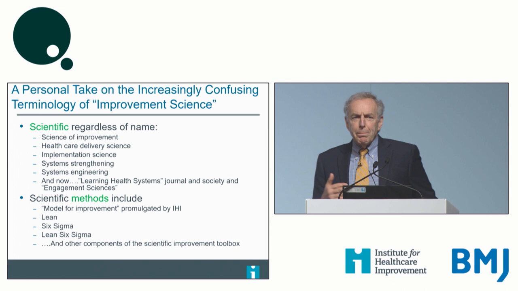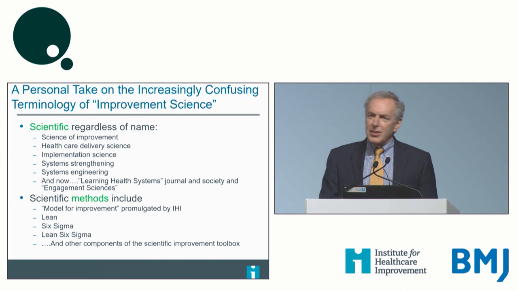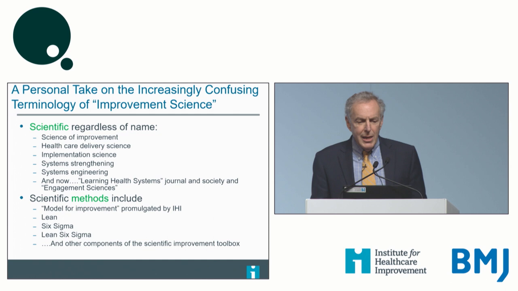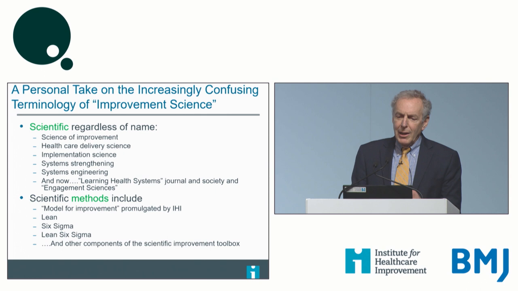I have a personal grudge against people who invent new terms for this. So I've called it improvement science today, but you're also going to see healthcare delivery science, implementation science, system strengthening, and now learning health system science with its own journal and society, and now engagement sciences, which I didn't even know existed till the other day. All of these sciences come from the same roots, and they have much more in common than they have differences between them. So I think we shoot ourselves in the foot.